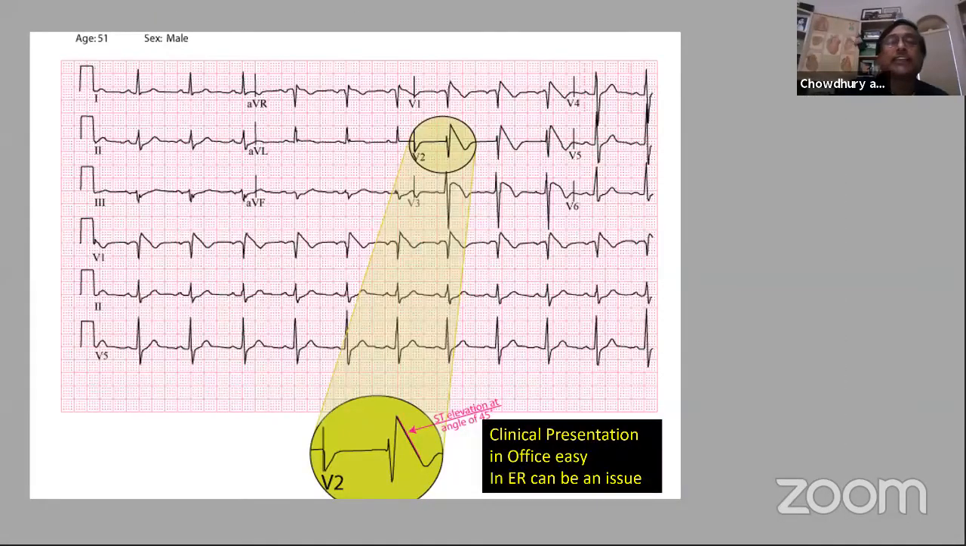Now, you will see this kind of problem with right bundle. But that, you need to familiarize yourself. If you are not familiarized, always ask for help. Always look at the clinical picture. But this is what I call the shoulder down ST elevation in lead one, V1, V2, V3. This is typical of Brugada.